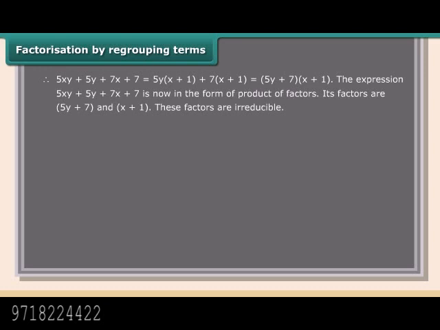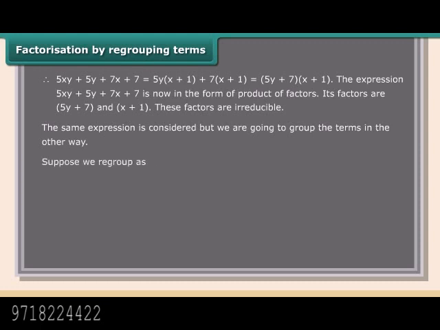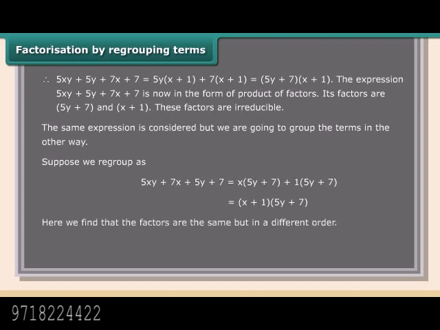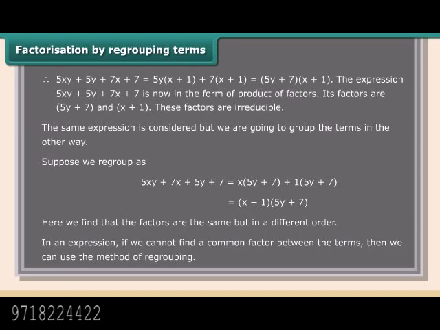These factors are irreducible. The same expression is considered, but we are going to group the terms in the other way. Suppose we regroup as 5xy + 7x + 5y + 7, which is equal to x(5y + 7) + 1(5y + 7), which is equal to (x + 1)(5y + 7). Here we find that the factors are the same but in a different order. In an expression, if we cannot find a common factor between the terms, then we can use the method of regrouping.